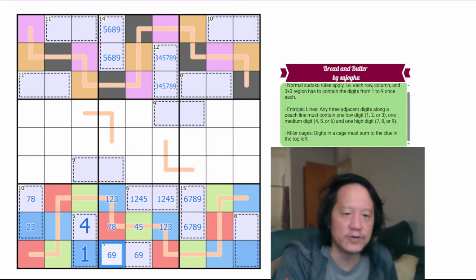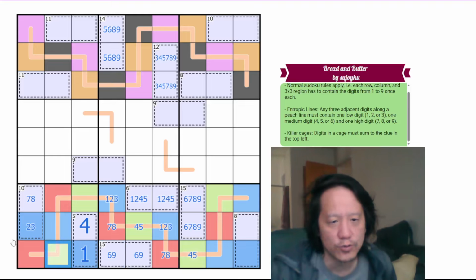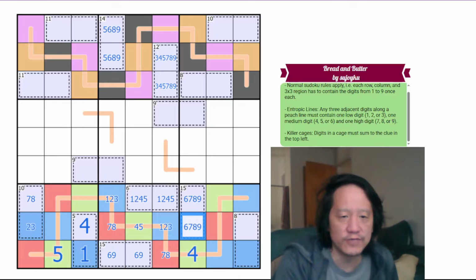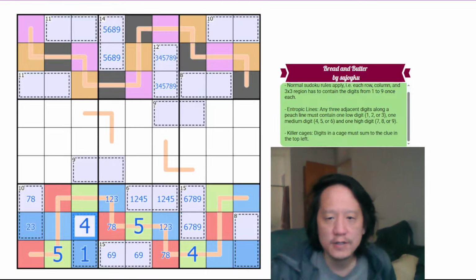And then this is 7 or 8. This is 7 or 8. So this must be 4, 5, 6. It can't be 6. This is 4 or 5. This can't be 4 or 6. So this must be 5 here, which forces this to be 4. 4 eliminates 4 here, so this is 5. This is mid.